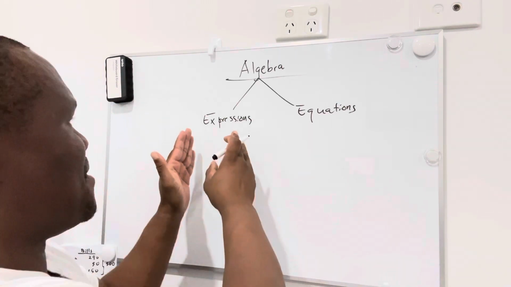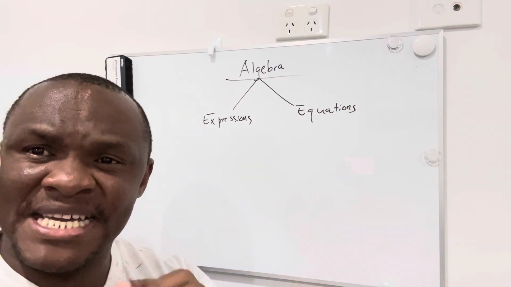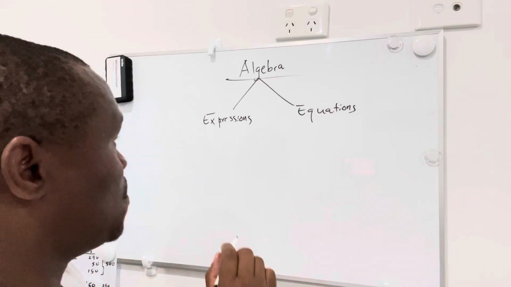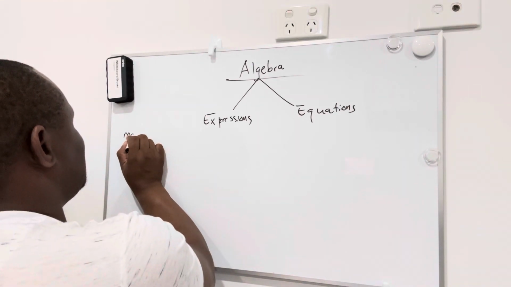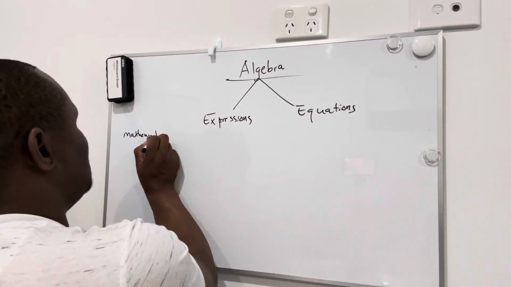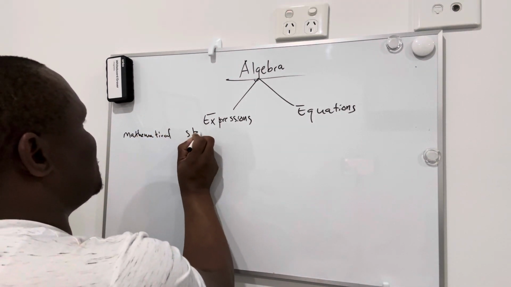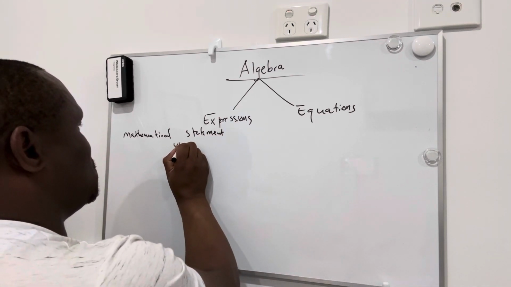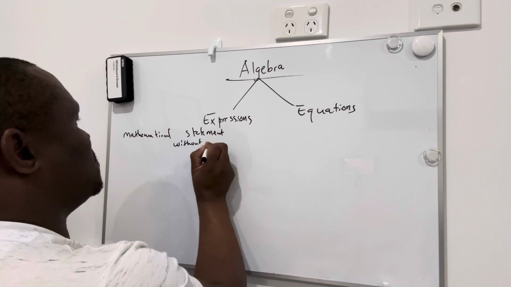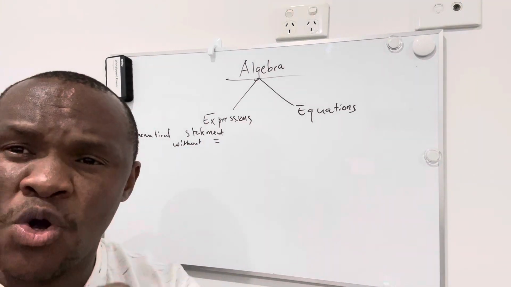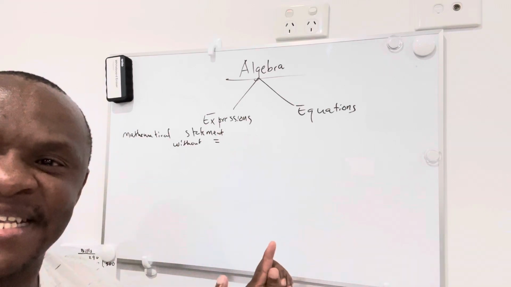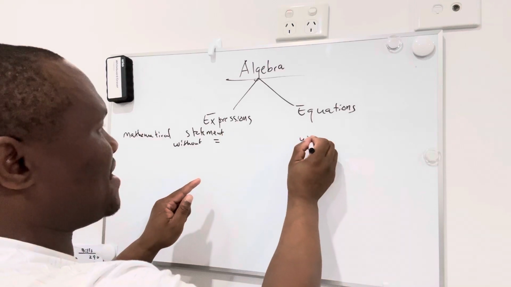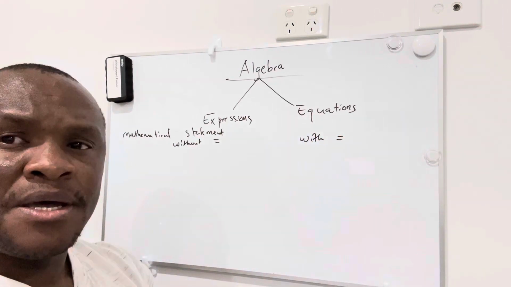We say expression is a mathematical statement without equal sign. But the equation is a mathematical statement with equal sign. So it's a statement with equal sign.